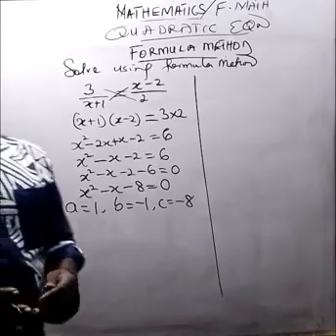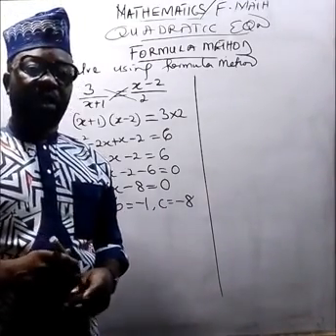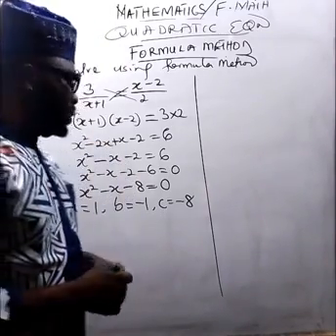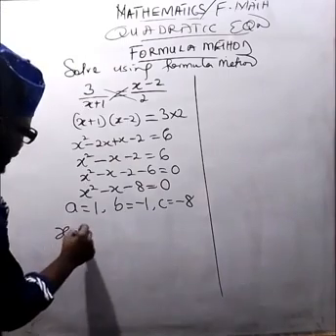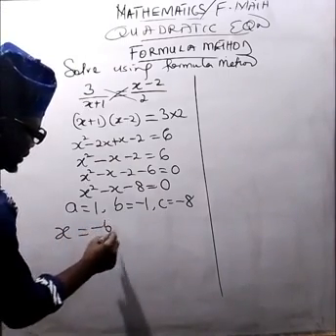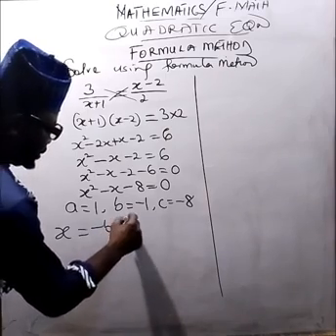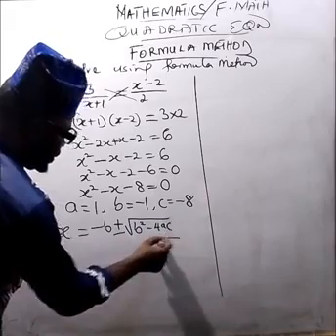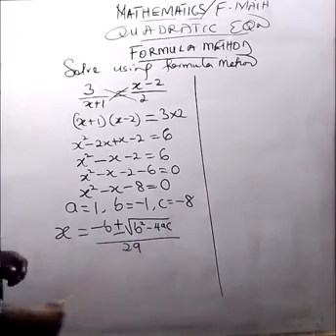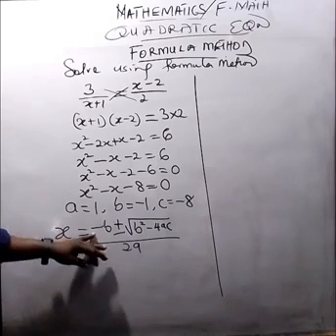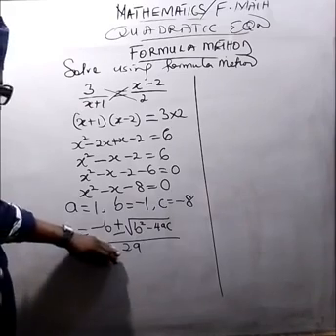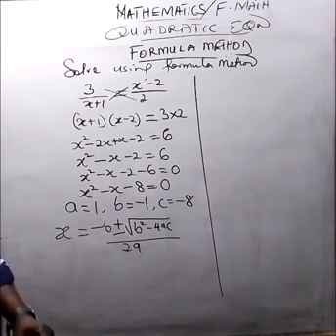Don't forget the formula that we call the formula for solving quadratic equation, which is x is equal to minus b plus or minus root b squared minus 4ac over 2a. That is the formula method that we all refer to as the almighty formula. That is, I believe, layman language.